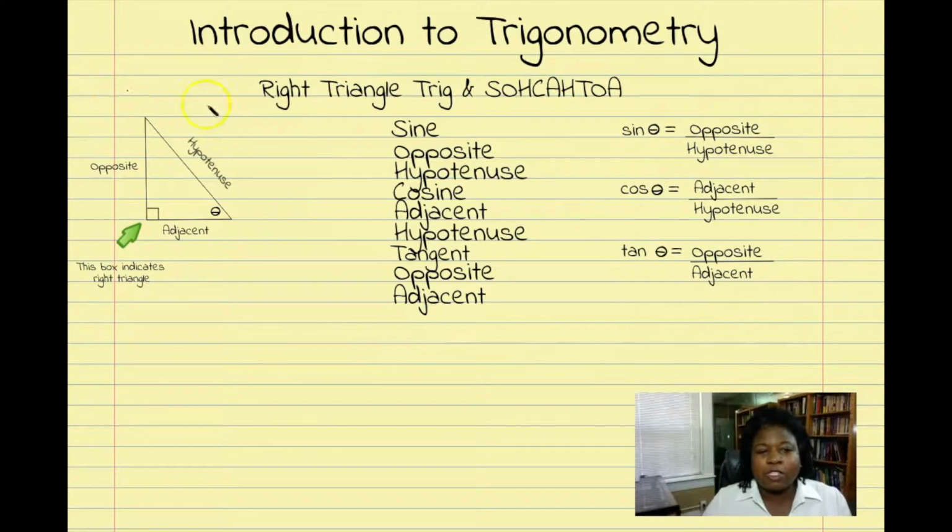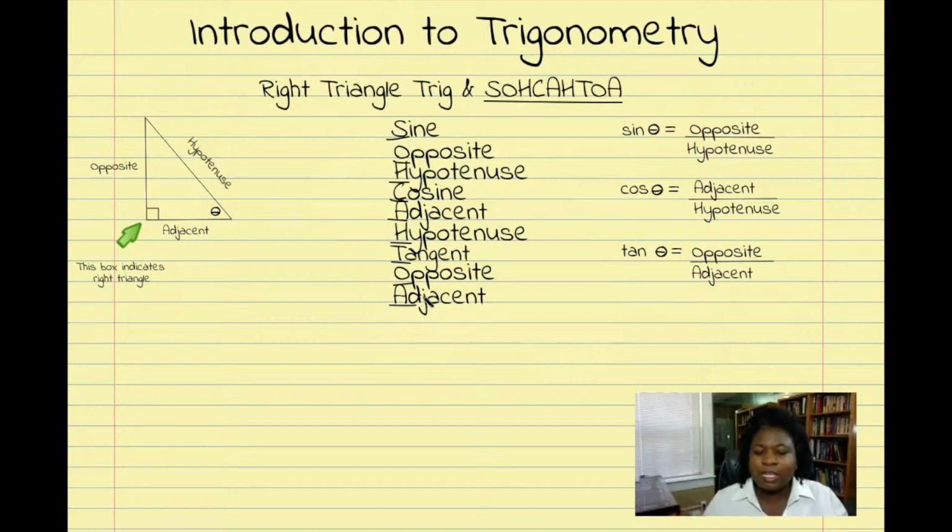All right, SOHCAHTOA. This is really an acronym. It stands for sine, opposite, hypotenuse; cosine, adjacent, hypotenuse; tangent, opposite, adjacent. That still may mean nothing to you, and it's okay. I just want to give you an introduction right now. So with SOHCAHTOA, it really stands for these trigonometric functions. Those functions are sine, cosine, and tangent. Those are the three that we will talk about right now.